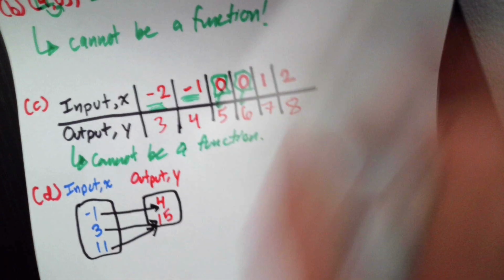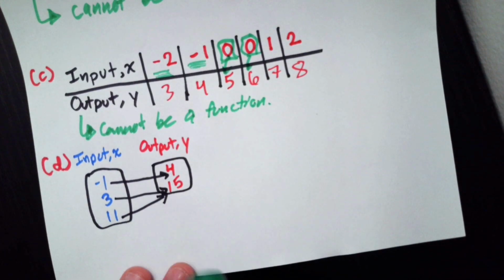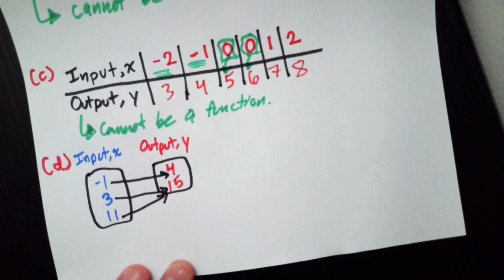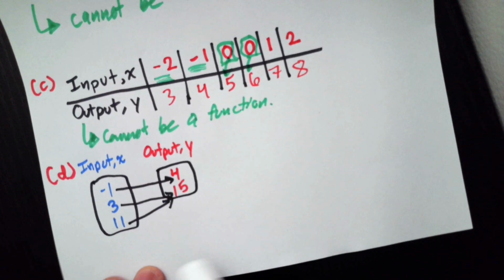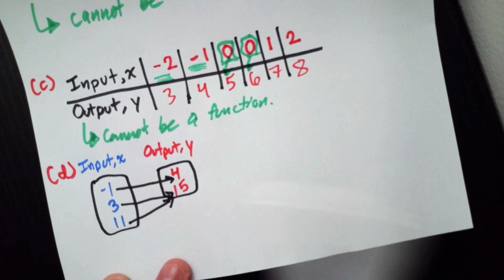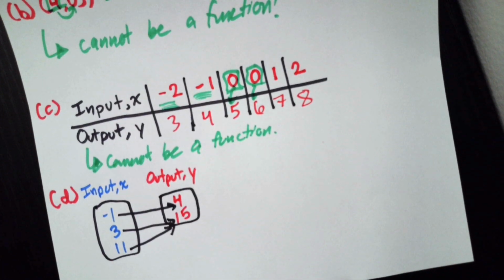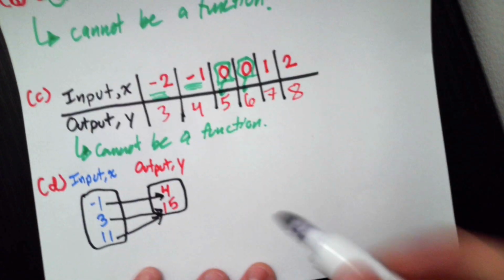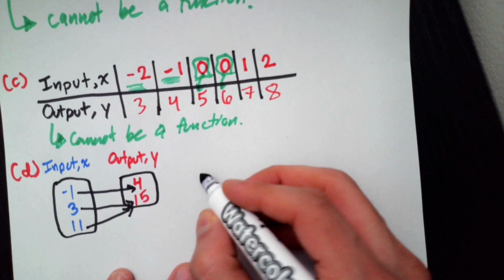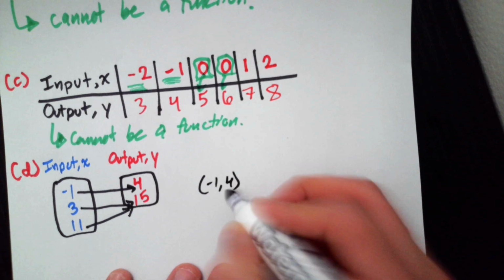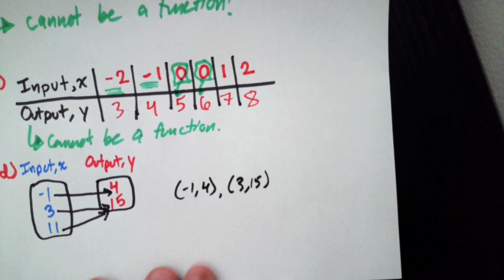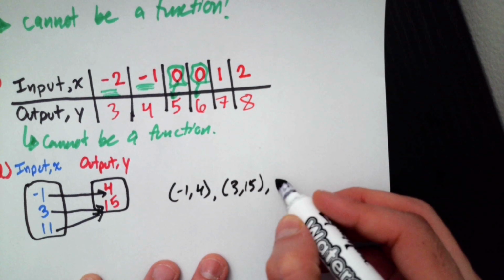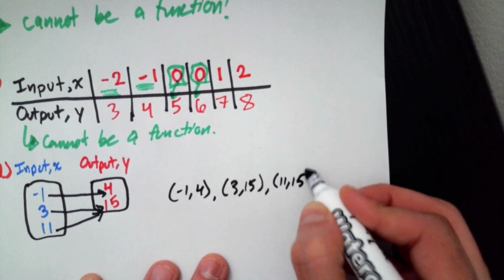And then finally we have this, we call this a mapping diagram. So a mapping diagram. And let's see what it's really telling us. It's mapping -1 to 4, a 3 to a 15, and then an 11 to a 15. So if we really wanted to, we could break this down kind of like coordinates, just to really make sure that we know what's happening here. So that's our first one. And that's our second one. And then this is our third one.